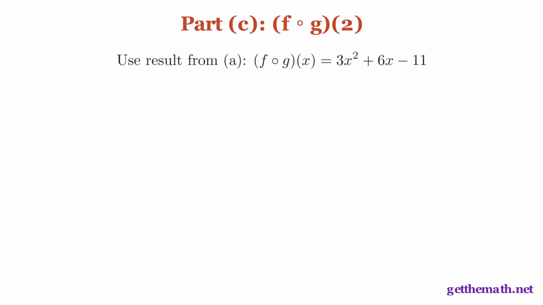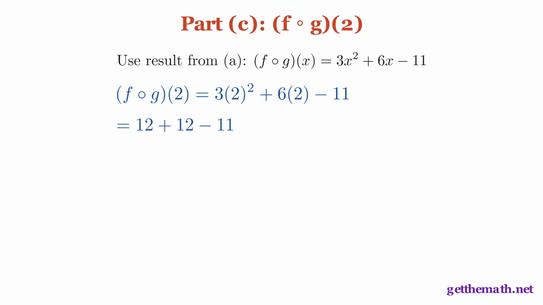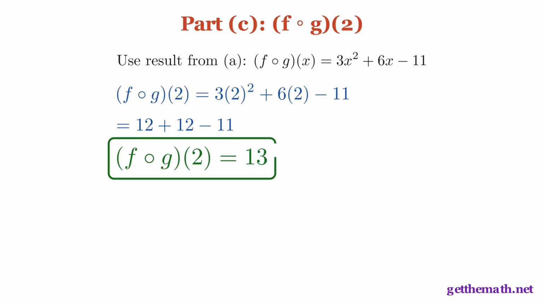Part C, find f composed with g, evaluated at 2. We already found f of g of x equals 3x squared plus 6x minus 11. Substitute x equals 2: 3 times 2 squared, plus 6 times 2, minus 11. 3 times 4 equals 12. Plus 12. Minus 11. 12 plus 12 equals 24. 24 minus 11 equals 13. f composed with g of 2 equals 13.